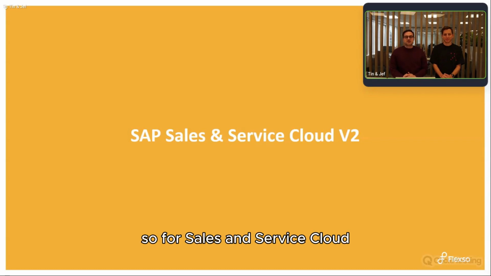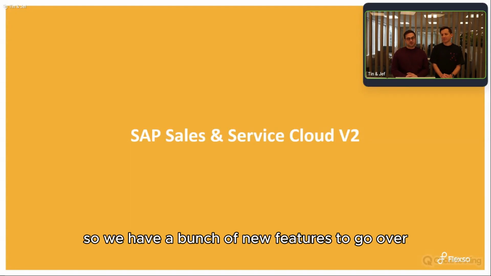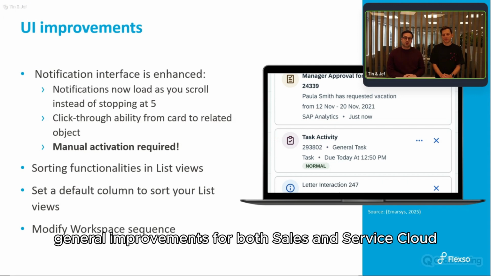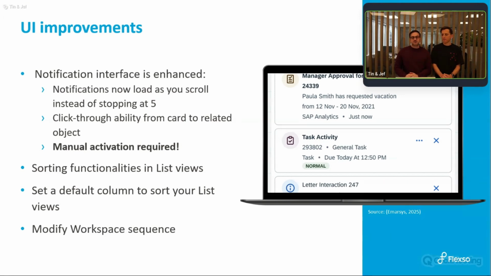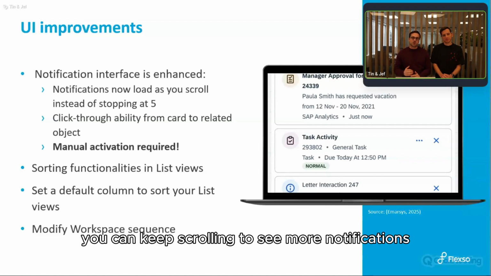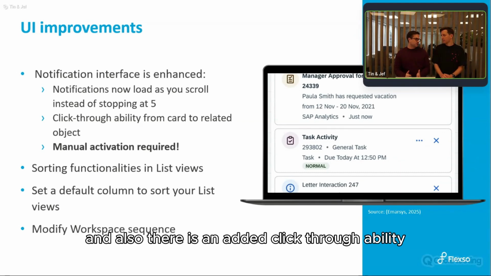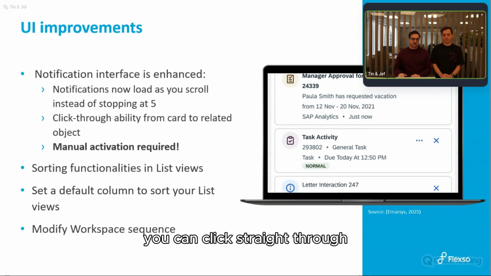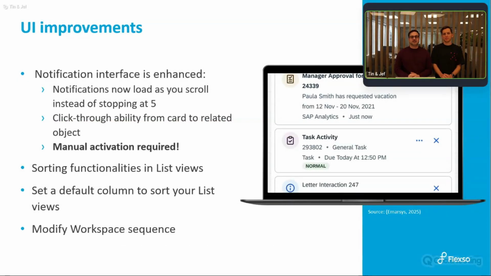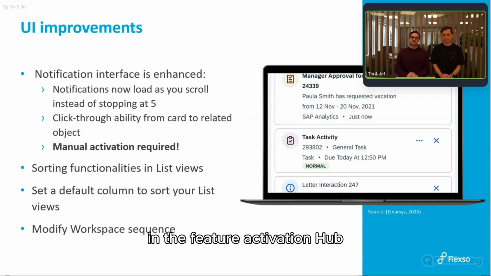So for Sales and Service Cloud, SAP has already released their release video. So we have a bunch of new features to go over. Starting off with general improvements for both Sales and Service Cloud. First of all, the notification interface has been enhanced. So now you can keep scrolling to see more notifications instead of the initial 5. And also there's an added click-through ability. So now from the notification, you can click straight through to the object that the notification is notifying you about. Do keep in mind that you have to activate this feature in the feature activation hub.